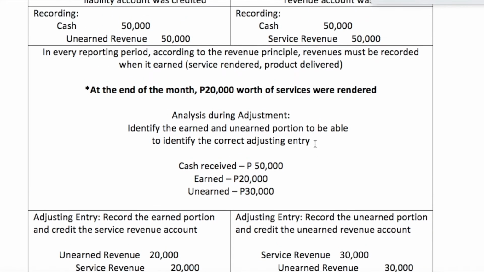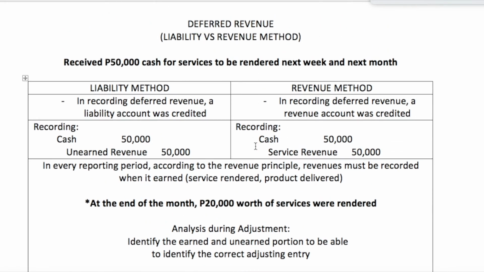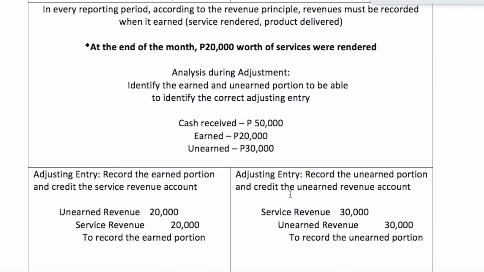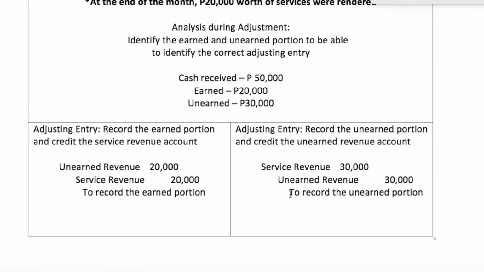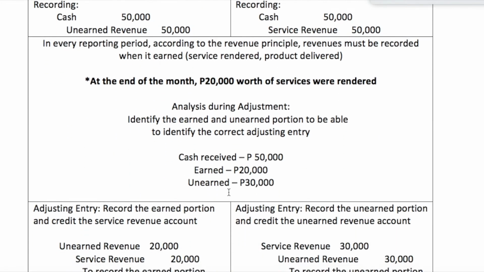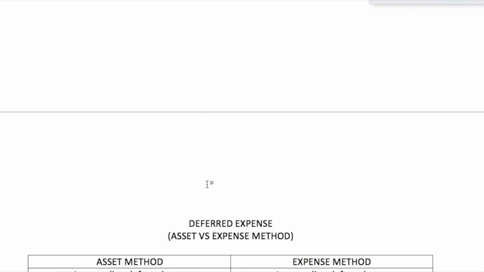That is now for a service or for a deferred revenue. Follow, okay? If there is a need to repeat this video, please do so. Also in the bottom part, I will be adding exercises on adjusting entries. So don't worry, you just really have to practice. So that's for revenue. Let's go to expense. Don't be afraid.